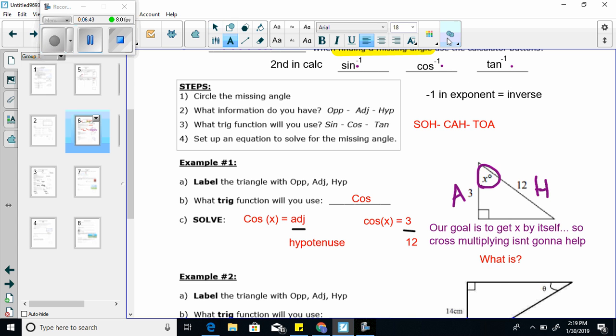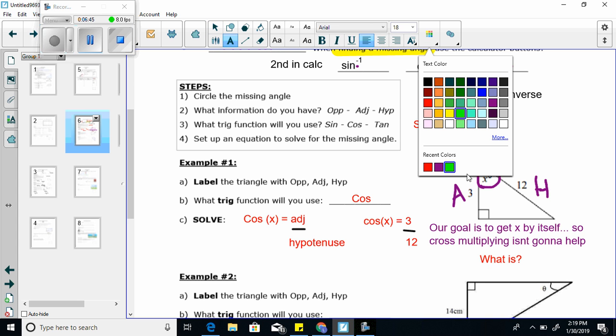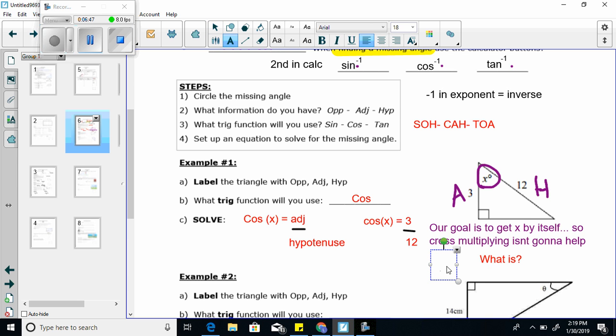So I type down here, so what is our goal? Let's put this in green, right? Our goal is to get x by itself. So what is going to help? Doing the inverse of the trig function. And where is that, Miss Cullen? What the heck does that mean?